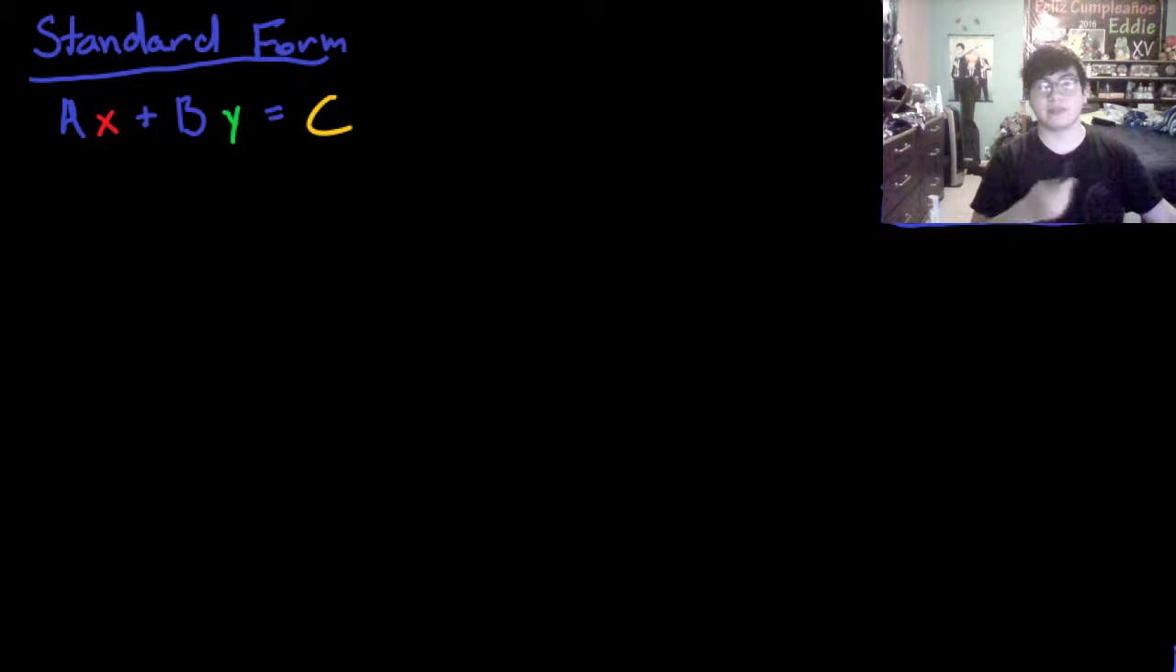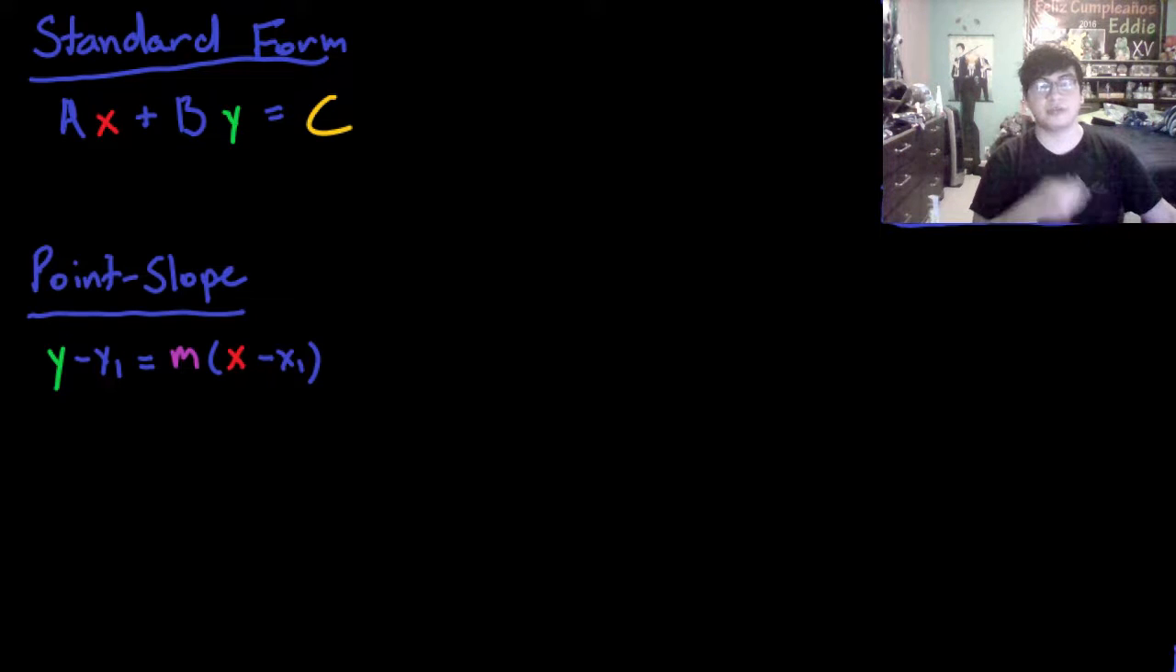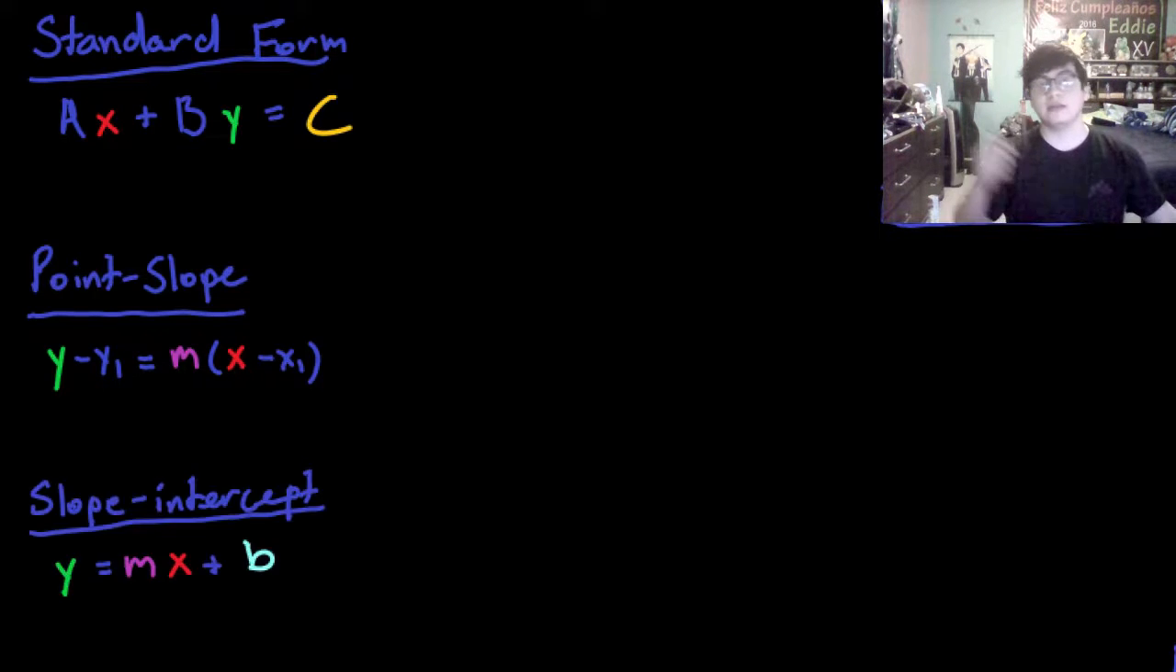Now let's go over what I mean by linear equations. There are three different forms. The standard form, ax plus by is equal to c. Point slope, y minus y1 is equal to m times the parentheses of x minus x1. And the one that we're all familiar with, slope-intercept form, y is equal to mx plus b.